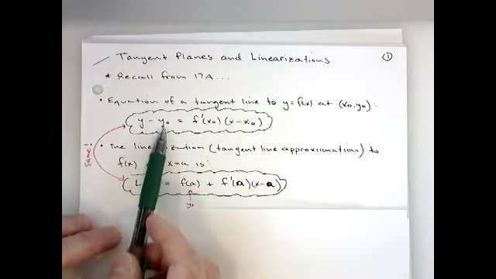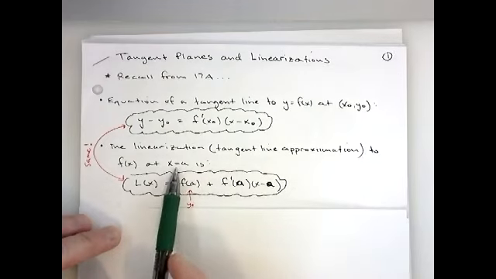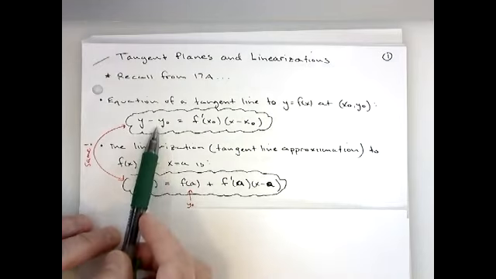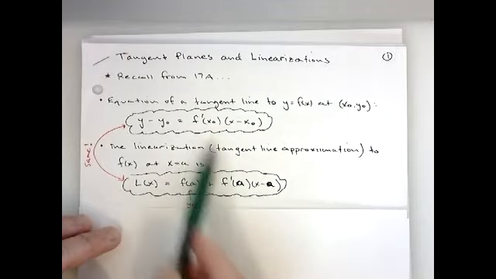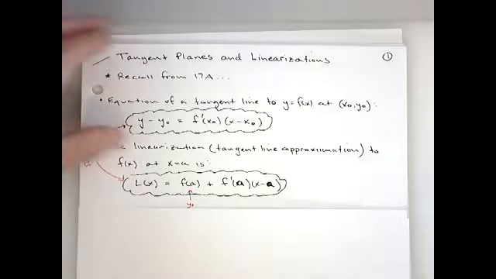And instead of using x naught, y naught, in 17a they used x equals a. And so the y value for a would be f of a, which is equivalent to y naught. We're just moving it over to the other side. And then that's pretty much the same, right? f prime of a times x minus a.